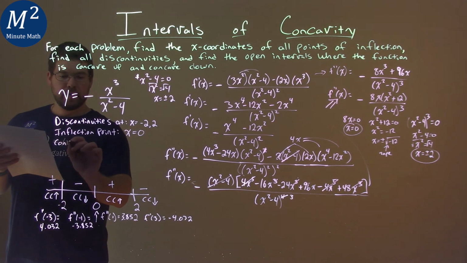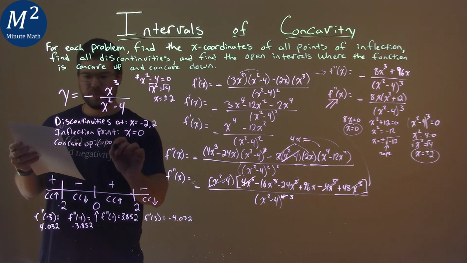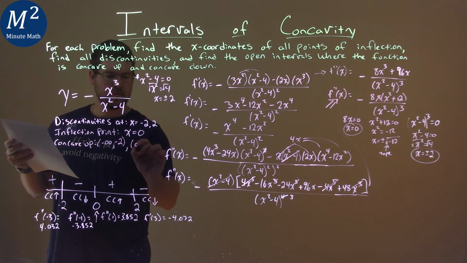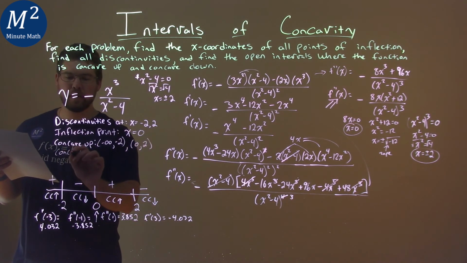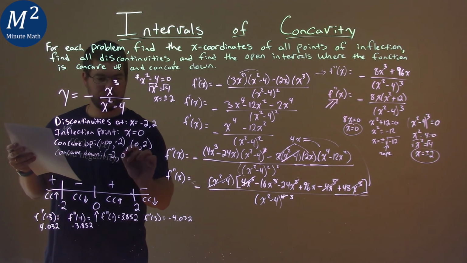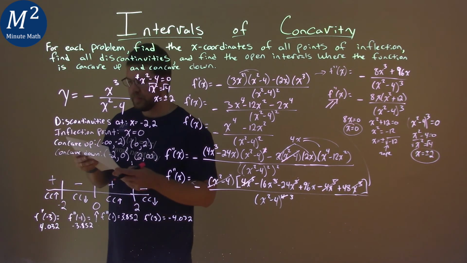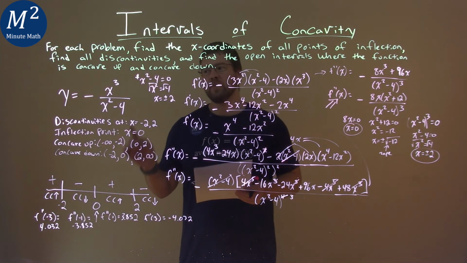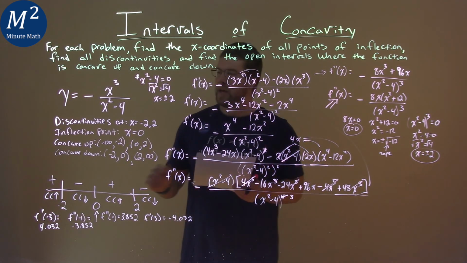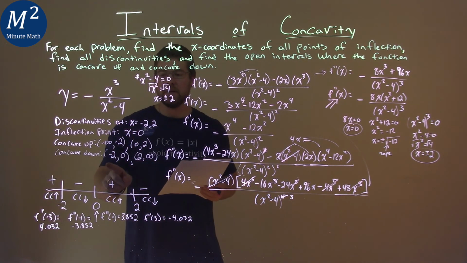We're concave up on our interval from -∞ to -2, and from 0 to 2. We're concave down from -2 to 0, and from 2 to +∞. All right. So again, our final answer here is we're discontinuous at x equals -2 and +2. Our inflection point is only at x equals 0. We're concave up from -∞ to -2 and 0 to 2, and concave down from -2 to 0 and 2 to +∞.